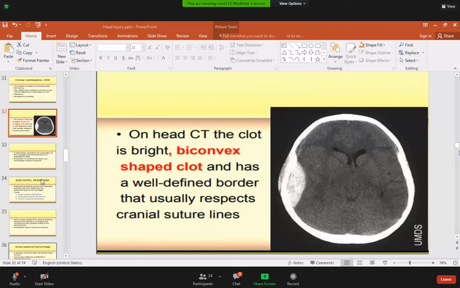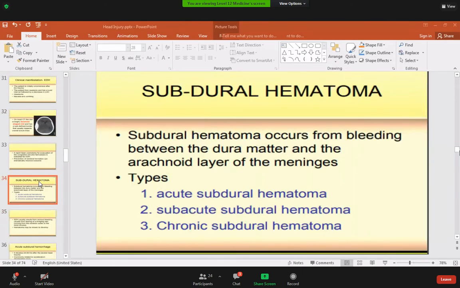Okay, now subdural hematoma is bleeding between the dura mater and the arachnoid mater. And usually we have three varieties: the acute presentation, subacute presentation, or the chronic presentation.